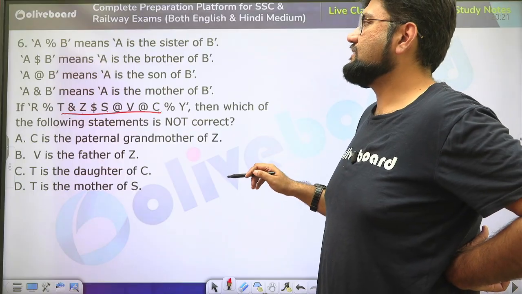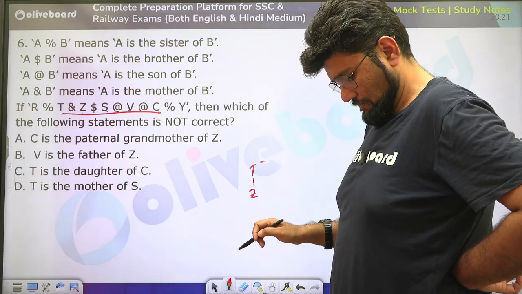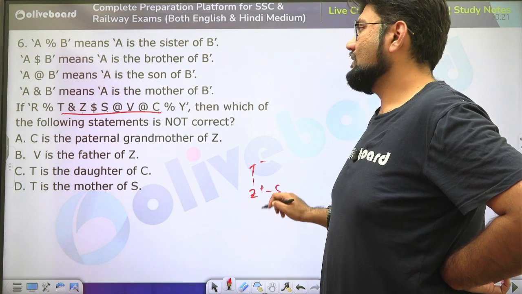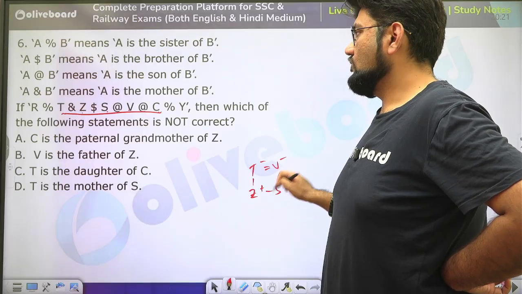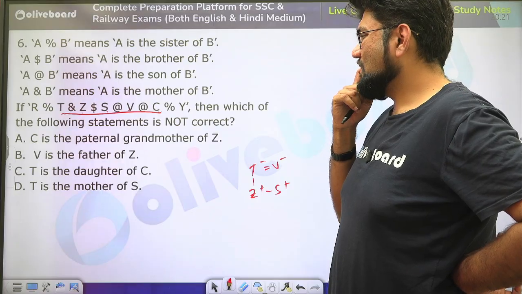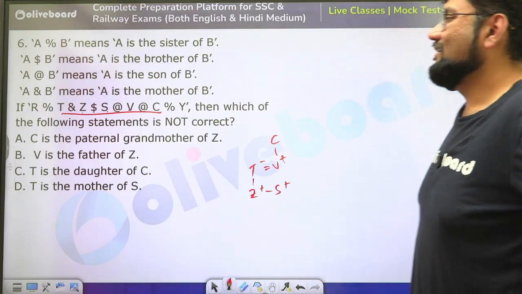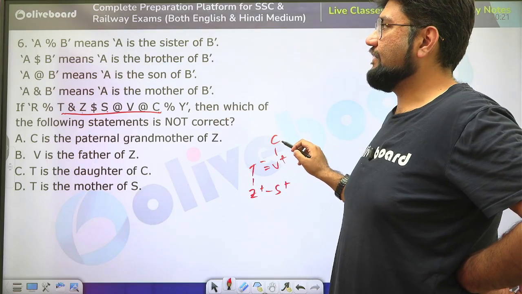T ampersand Z: T is the mother of Z. Z dollar S: Z is the brother of S. S at the rate V: S is the son of V. V at the rate C: V is the son of C. C is the paternal grandmother of Z, so just check this one also. C percent Y: C is the sister of Y.